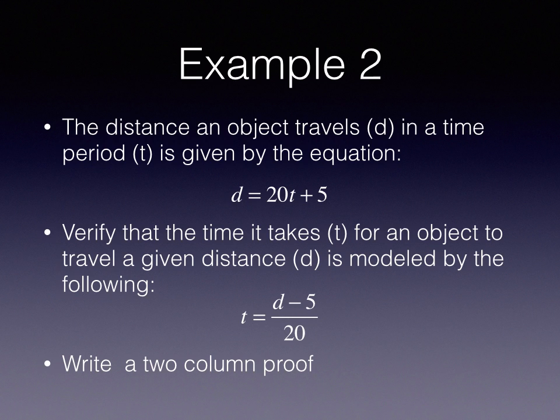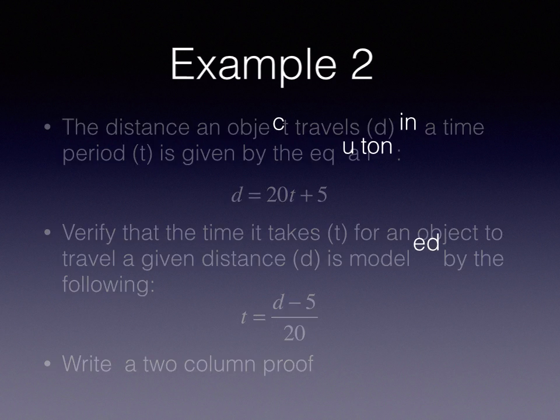You're starting with that d equals 20t plus 5, and they're saying when you're done, it's going to look like t equals d minus 5 over 20. All right? Now remember, what a proof does is it tells you where you start, it tells you where you end up, and it's up to you to fill in the steps in between. All right? So that's what we're going to do. We're going to write a two-column proof.